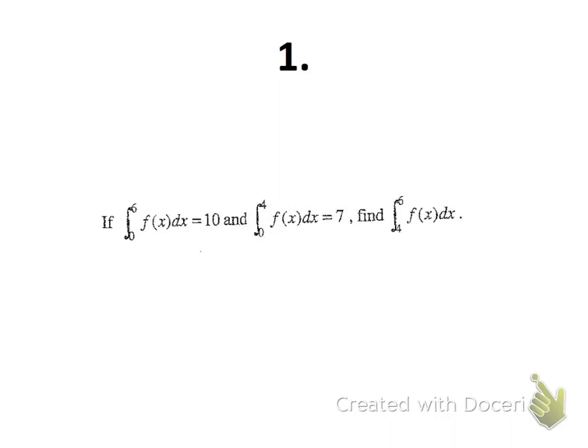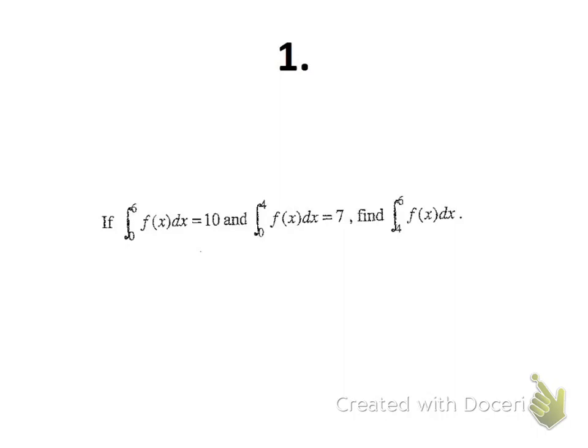I know it's a little hard to read here. So let's talk about our properties of integrals. From 0 to 6, the integral of f of x dx is 10. From 0 to 4, it's 7. From 4 to 6, obviously it's what, guys? 3. Because 7 plus 3 would be 10.